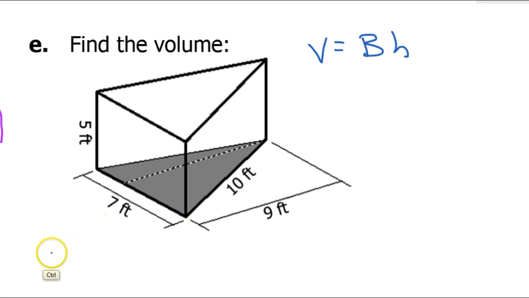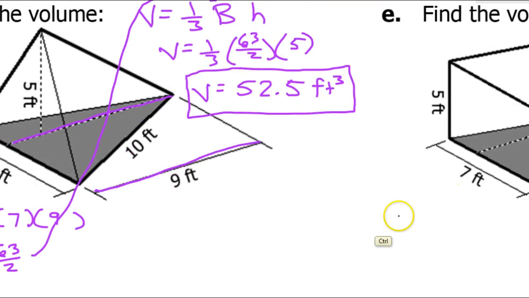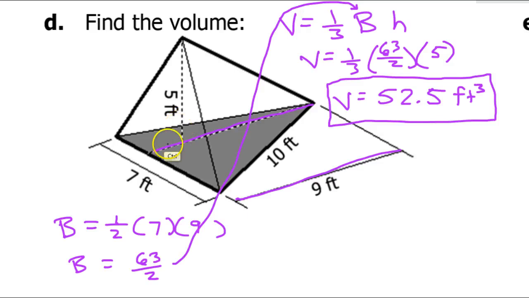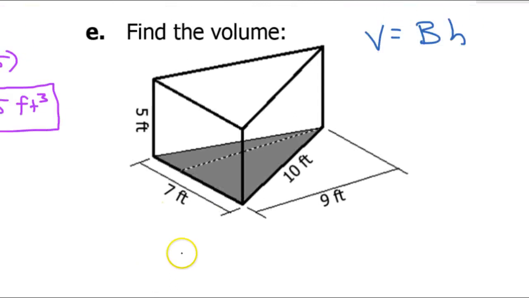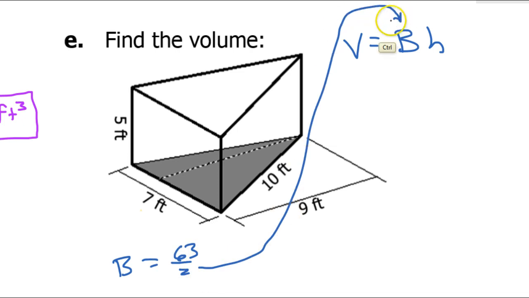So is this the same picture as before? Yay! We already have this base from the previous problem. All right, it was a triangle, 1/2 base times height. That was 1/2 times 7 times 9, which came out to be 63 over 2. So we already know that the area of the base is 63 over 2, and we can go ahead and substitute that in.